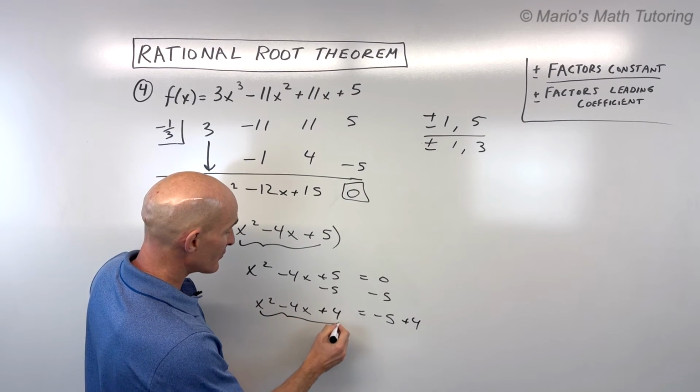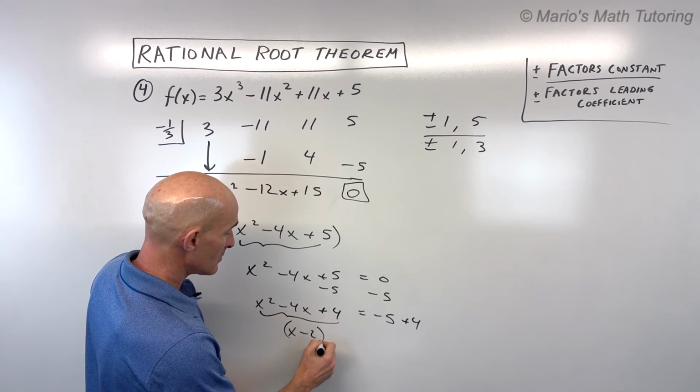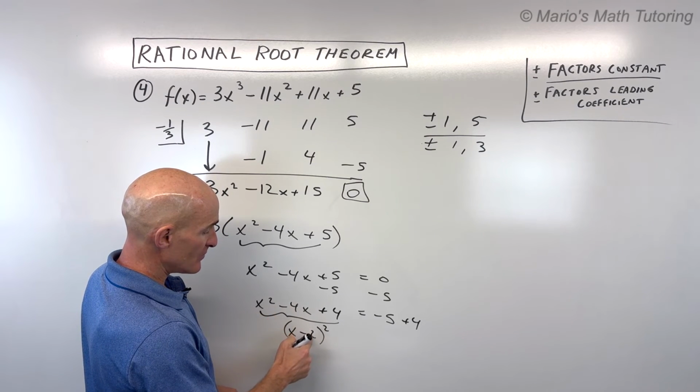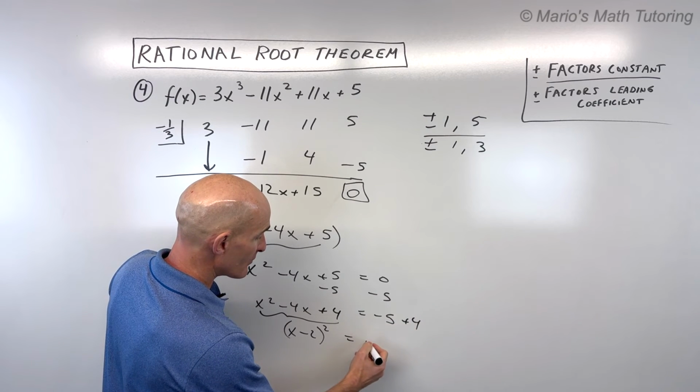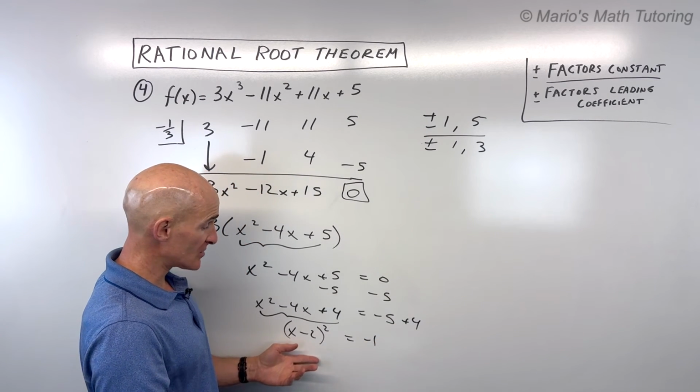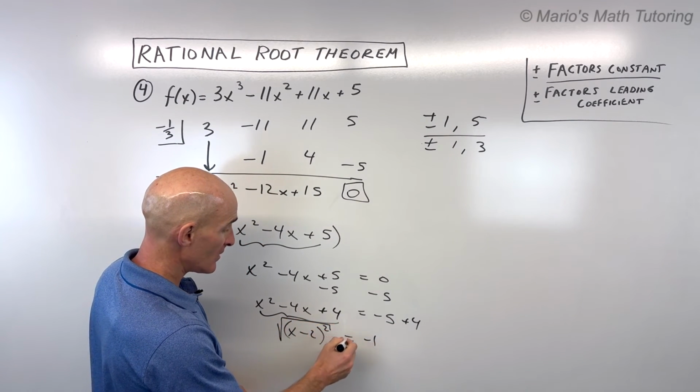Then we can factor this. It's a perfect square. It'll always be half of this b value. So if this is plus 4x, this would be plus 2. And -5 plus 4 is -1. Now we've completed the square, we're going to take the square root of both sides.